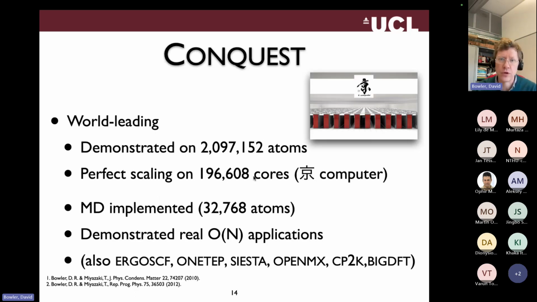So this is just an overview of Conquest. It's from a few years ago when the K computer in Japan was still one of the largest in the world. And we've demonstrated that Conquest can be run on over 2 million atoms. We can get to the ground state there. And on the K computer, we've actually demonstrated perfect weak scaling to nearly 200,000 cores. We can do dynamics. We've shown that on about 32,000 atoms, and we've demonstrated real linear scaling applications. There are other codes in this area, which I've given down at the bottom there, that do linear scaling. But as far as sort of a line in the sand, we believe that Conquest is one of the leading codes in the world.